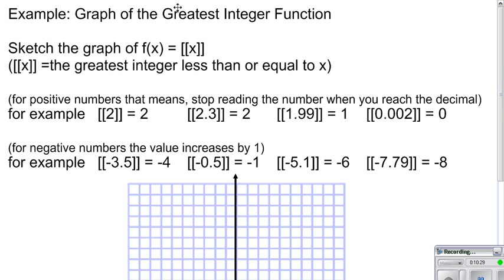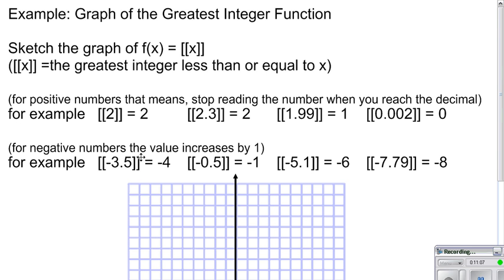Now let's take a look at the greatest integer function. This is probably new to most of you. The greatest integer function is defined as the greatest integer that's less than or equal to x, the thing that you plug in. So what that means is for positive numbers, you basically just ignore everything after the decimal. So the greatest integer of 2 would be 2. For 2.3, you get 2. 1.99 will be 1. And then 0.002 is 0. You just ignore anything after the decimal if it's positive.